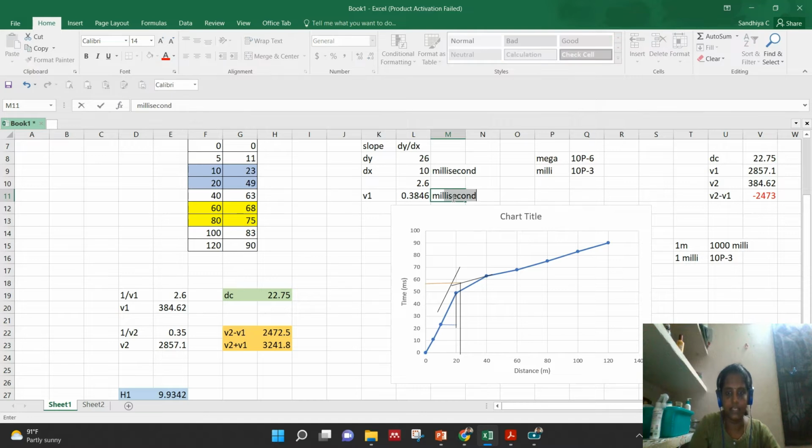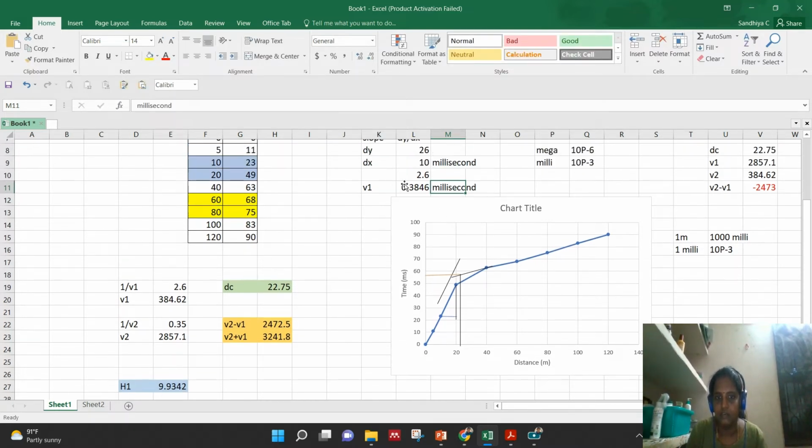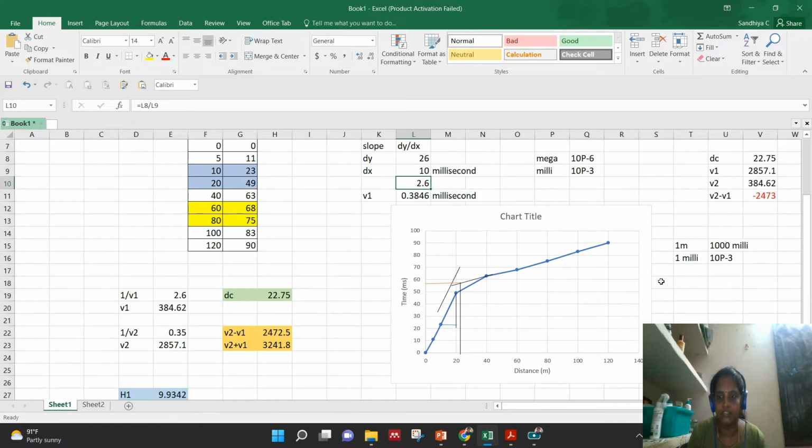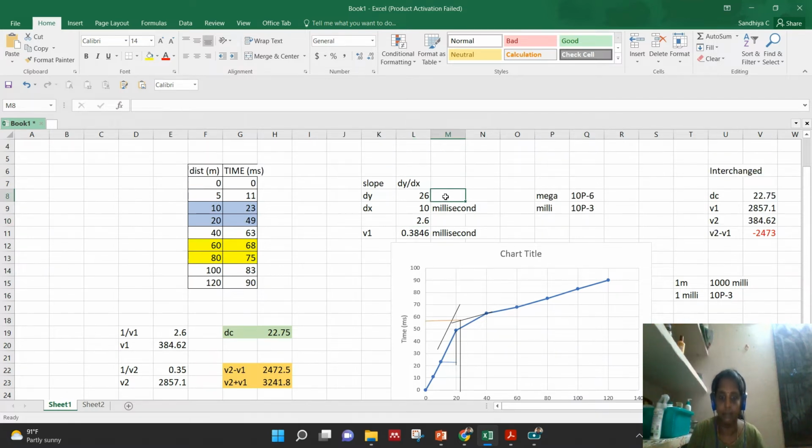This is in millisecond. Okay, fine. Now this is in millisecond, right? This is how you get it; you forget about this conversion now. So 26 10, when we get it, this is in 2.6, and time is in millisecond, and this is in meters.